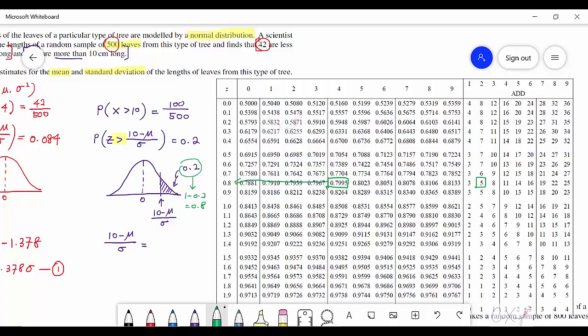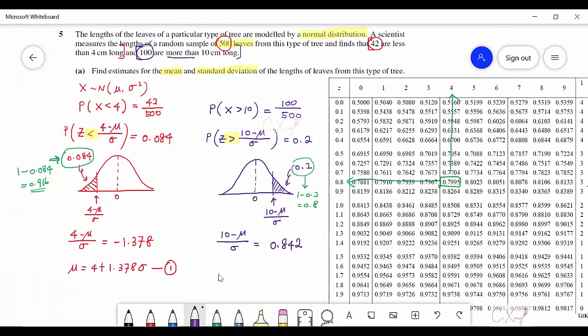Therefore, if you look at the value here for the z, it will be 0.842. So it is equal to 0.842. And from the diagram, you can see that it is after the 0, which is actually a positive value. Therefore, this is actually a positive value. Okay, then again, from here, you continue to rephrase your equation again, then you will get another equation, the second equation, which looks something like this.